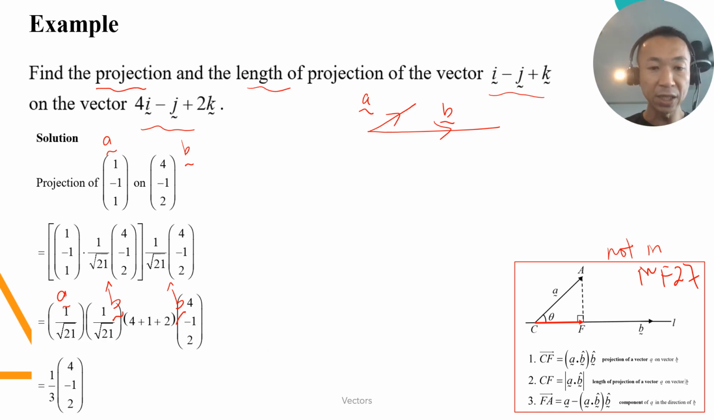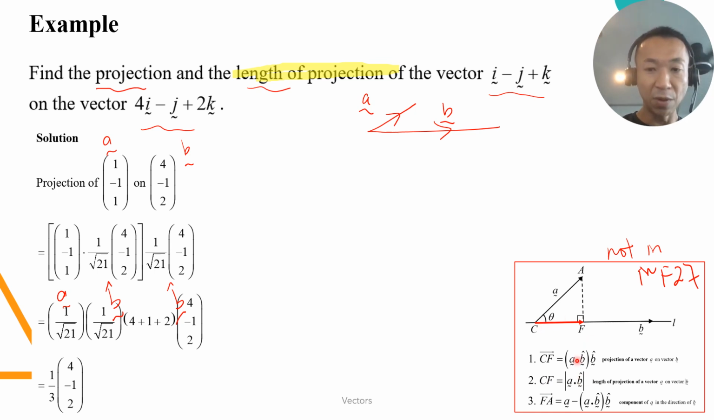Now the next part asks you to find the length of projection. In the earlier section, we distinguished between projection and length of projection. If you look at this formula here, the length of projection is actually the length of CF here, which is this length only. Not interested in the vector. The vector is direction. The length here is essentially just the magnitude of this vector.